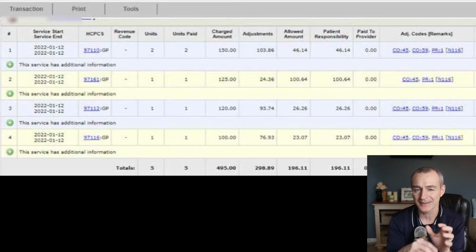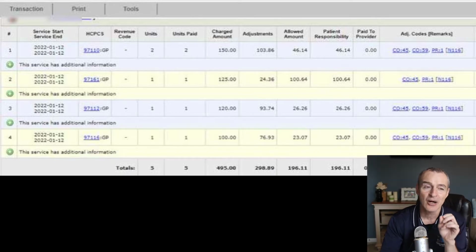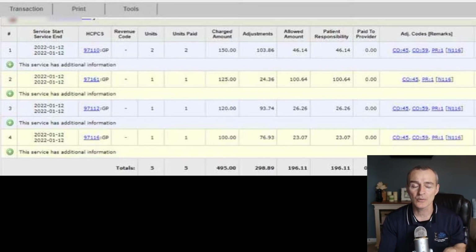And a common question I get is, are the adjustments something that you can write off on your taxes? And the reality is, no, it is not, because all of you are likely using what's called a cash-based accounting system, meaning you only pay tax on the money you actually receive. You're not paying taxes on the money you bill. So since you never received the 103.86, it's not deductible on your taxes.